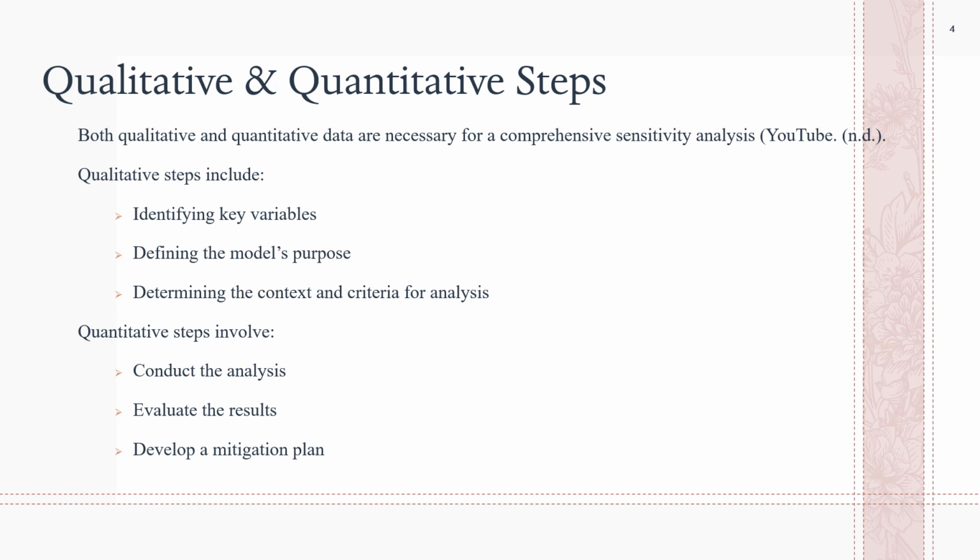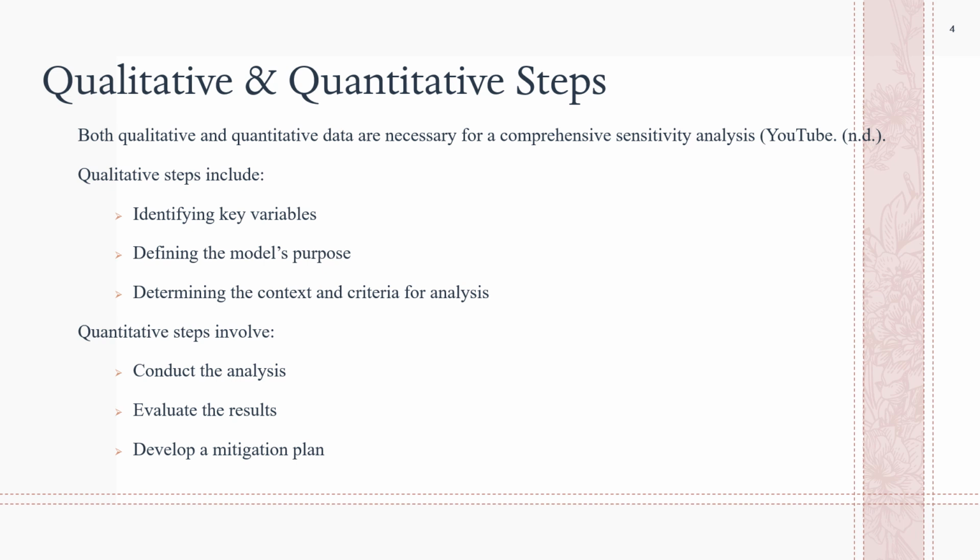So, qualitative and quantitative steps. Both qualitative and quantitative data are necessary for a comprehensive sensitivity analysis. A few qualitative steps include identifying key variables, defining the model's purpose, and determining the context and criteria for the analysis. It is important to identify key variables as it is an important first step in conducting a sensitivity analysis. It's used to identify the key variables that could affect the outcome of said project. These variables could be either internal or external to the project itself.